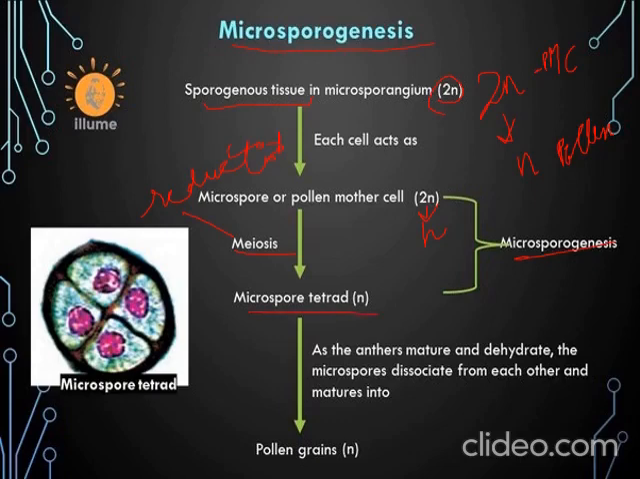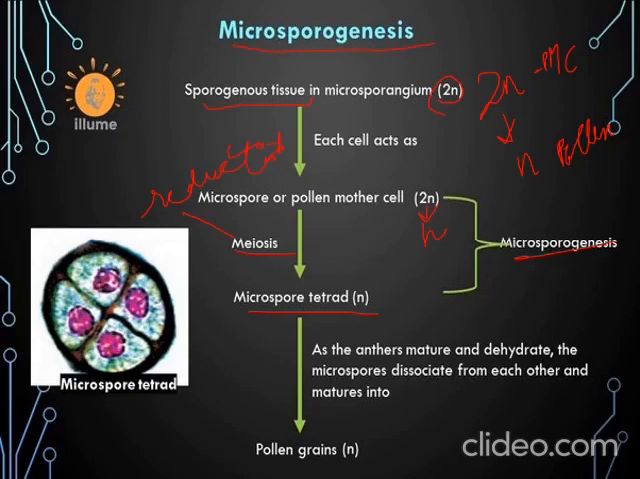After reductional division, undergoing the first meiotic division and second meiotic division, it will form microspore tetrads. The microspore tetrads may be in any kind of arrangement: isobilateral, tetrahedral, or linear. This arrangement depends upon the species of flowering plant, so there is no need to worry about in which form the arrangement is.